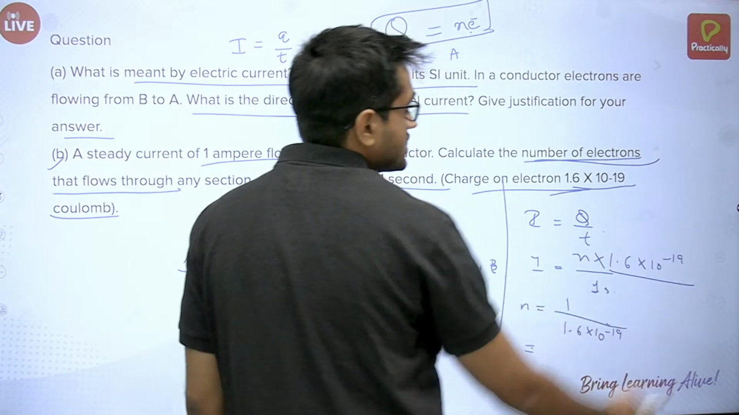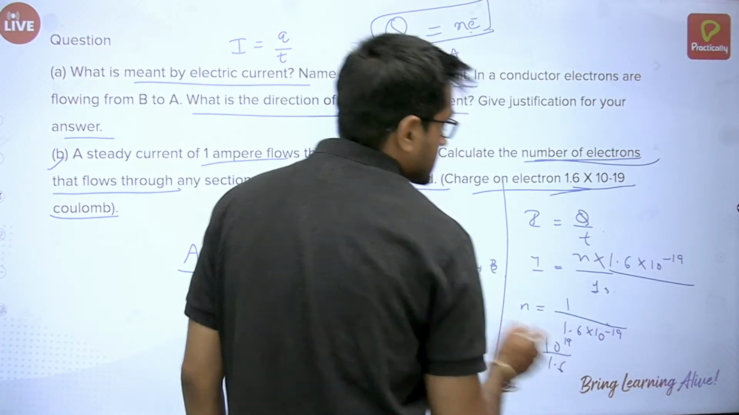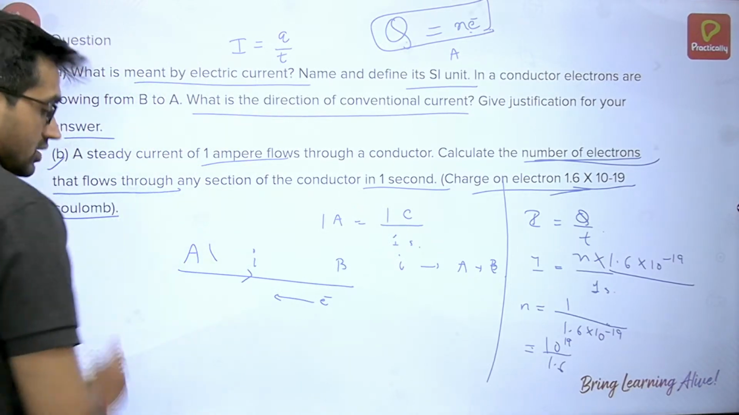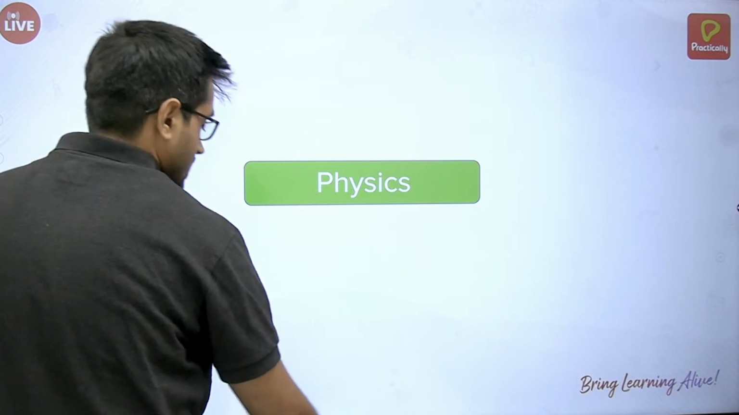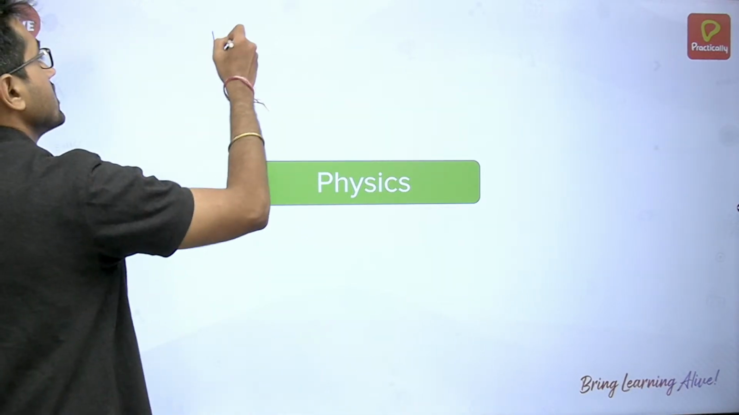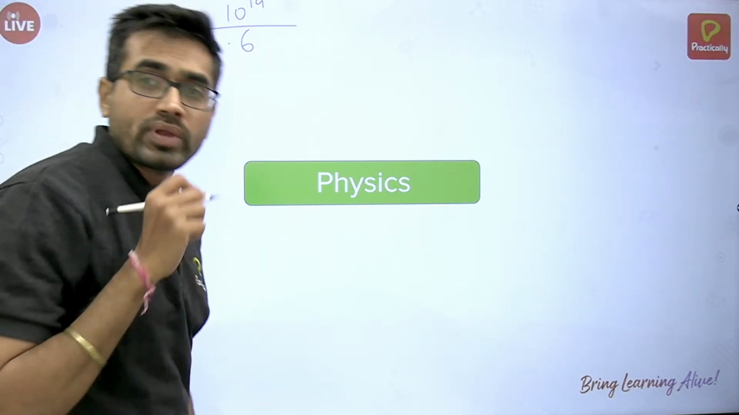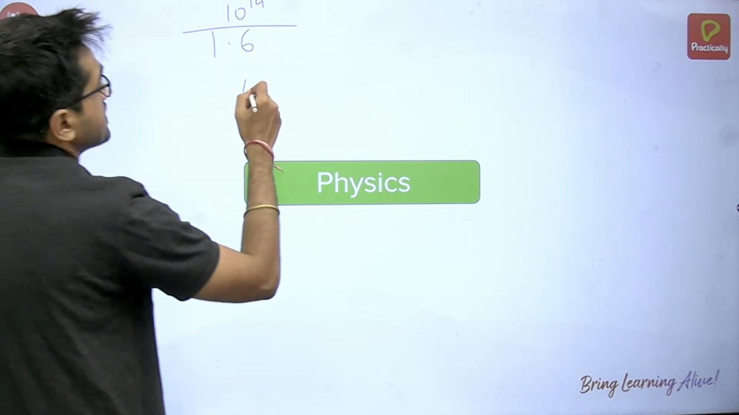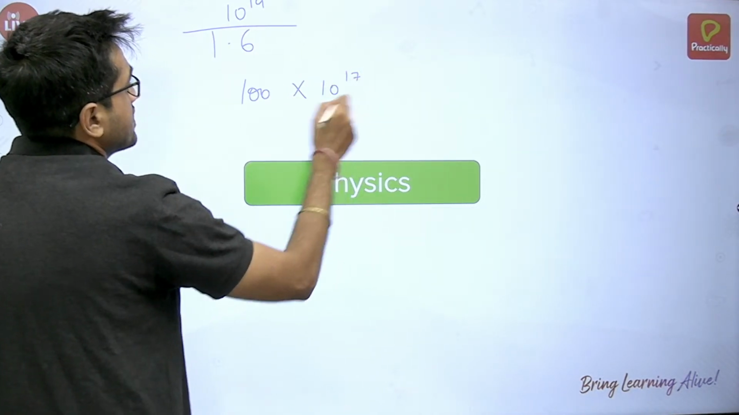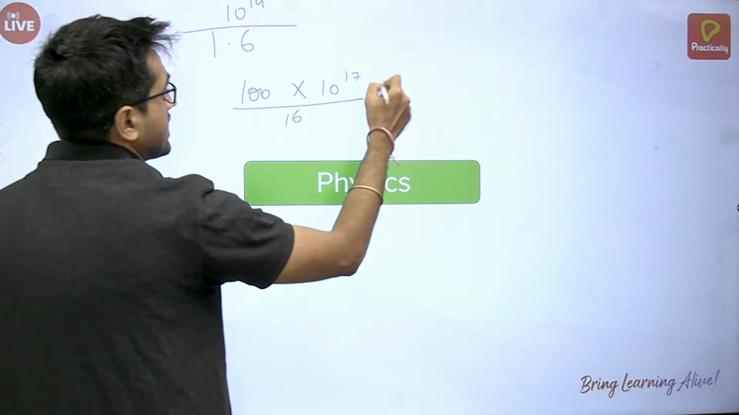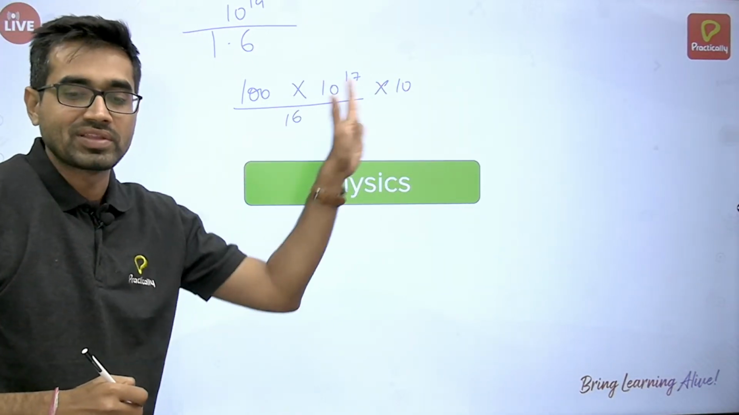So 1.6 into 10 to the power minus 19 is nothing but 10 to the power 19 divided by 1.6. To simplify this, let me see if there is a space there. No, there is no space, so I'll solve it here. 1.6 is in the denominator, 10 to the power 19 is in the numerator. This simply means I can write this as 100 times 10 to the power 17 by 16 into 10. I made it in such a way so I can cancel everything, nothing else.